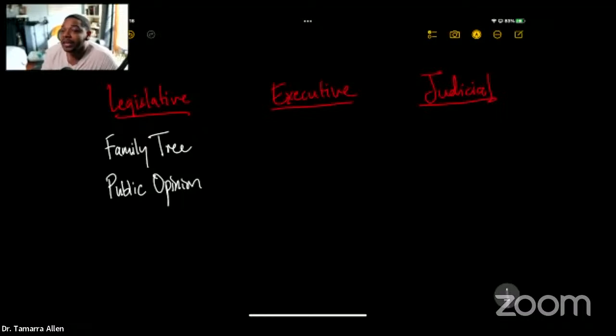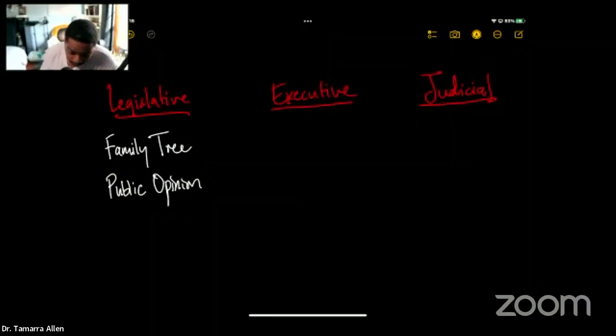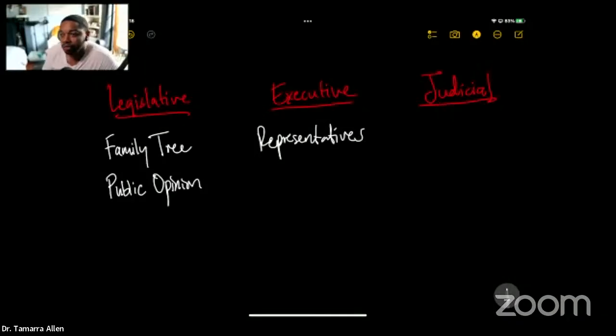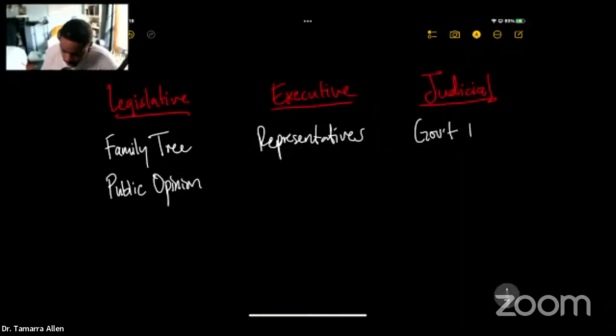What about the executive branch? What do you all think about the executive? The representatives of the family. The representatives. You said you agree? Authorized representative, yes. Got you. What about judicial? A governing body. Okay, governing body. All right.